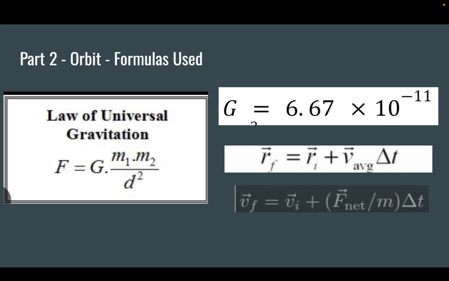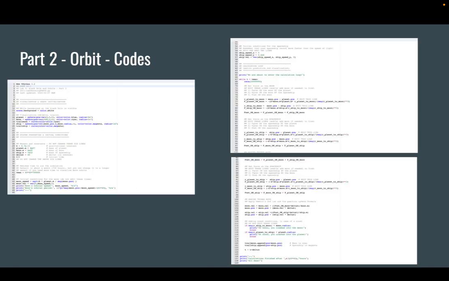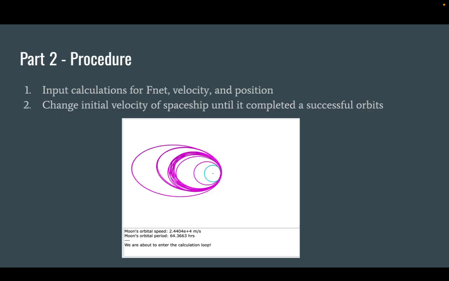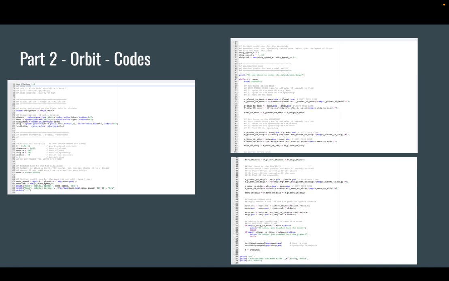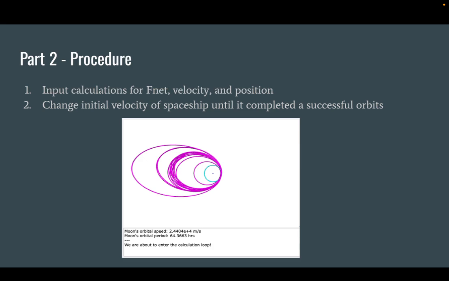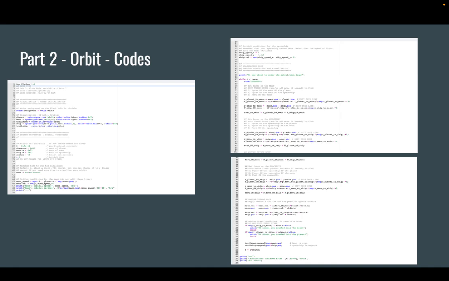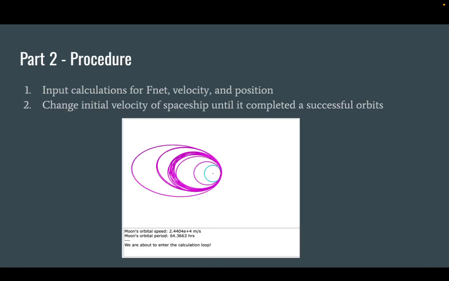Part two was the orbit of the spaceship, and we used the position update formula and velocity plus the law of gravitation. Here's the code. The procedure was to input the calculations for velocity and position, which is shown in our code in the bottom right one and then the top right one, and then change the initial velocity, which is at the top left, until the spaceship could complete its orbit successfully for a number of periods. That shows the orbits being completed.